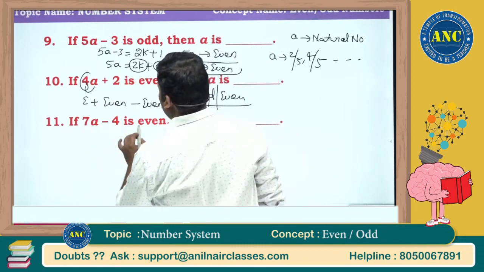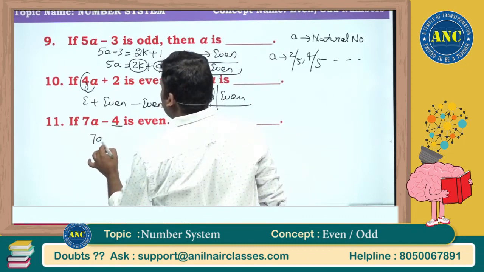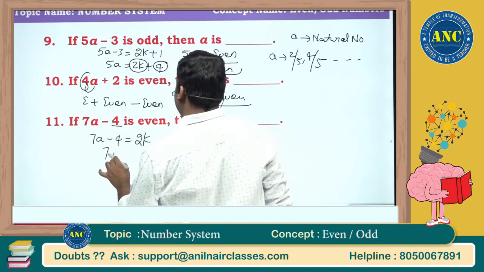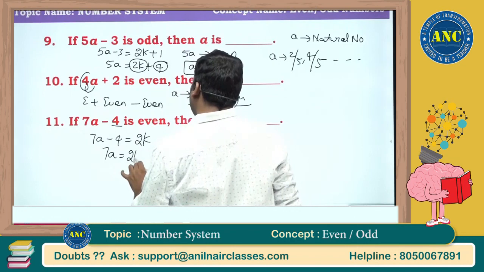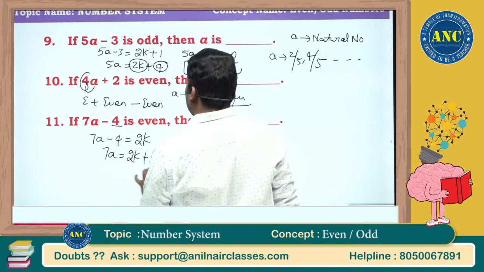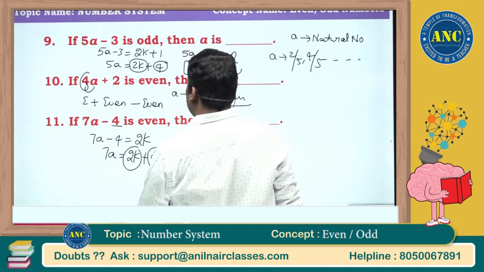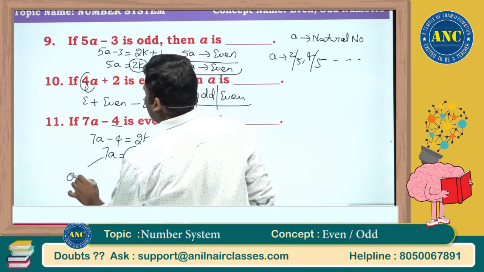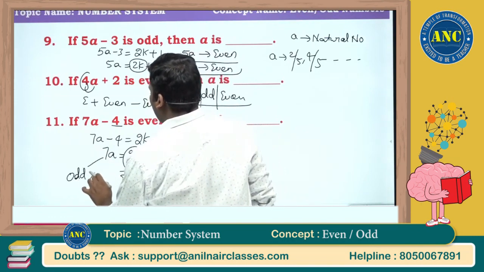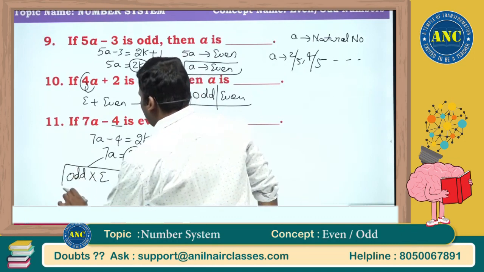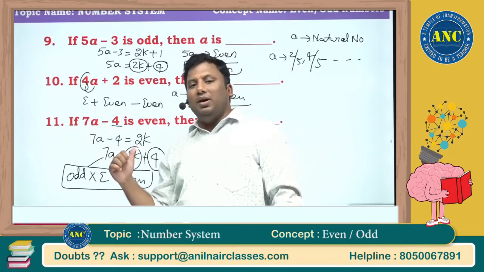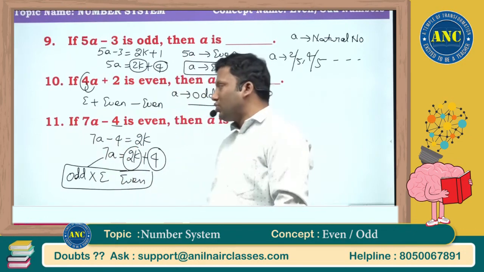7a minus 4 is an even number, so it is 2k. 7a is equivalent to 2k plus 4. This is an even number. 7 is an odd number. Odd into which number is even? That number will be even. Odd into even only will be even. That means a has to be even.